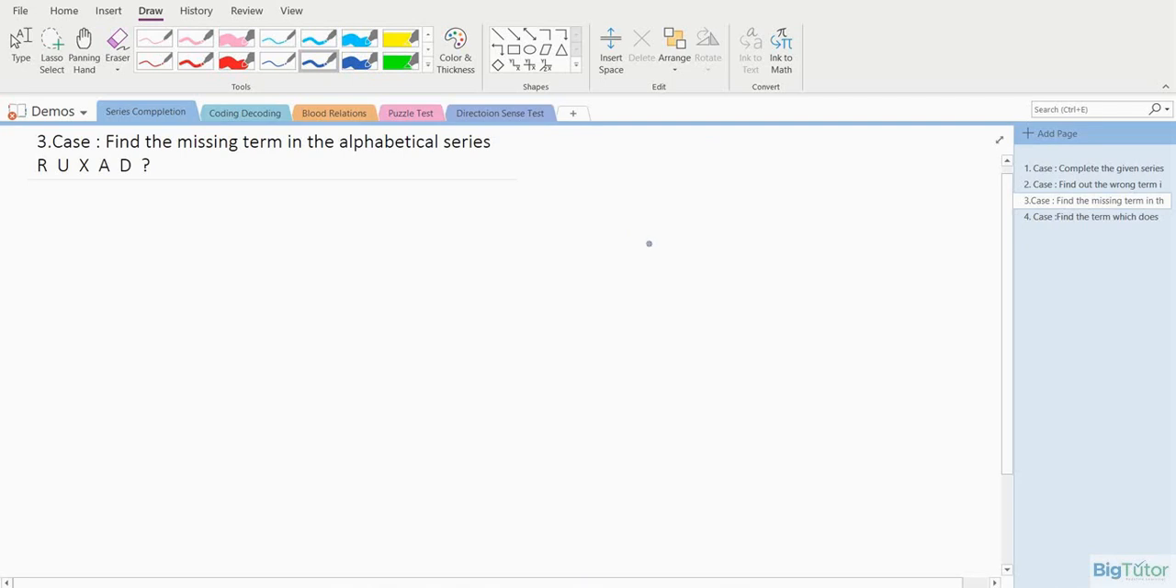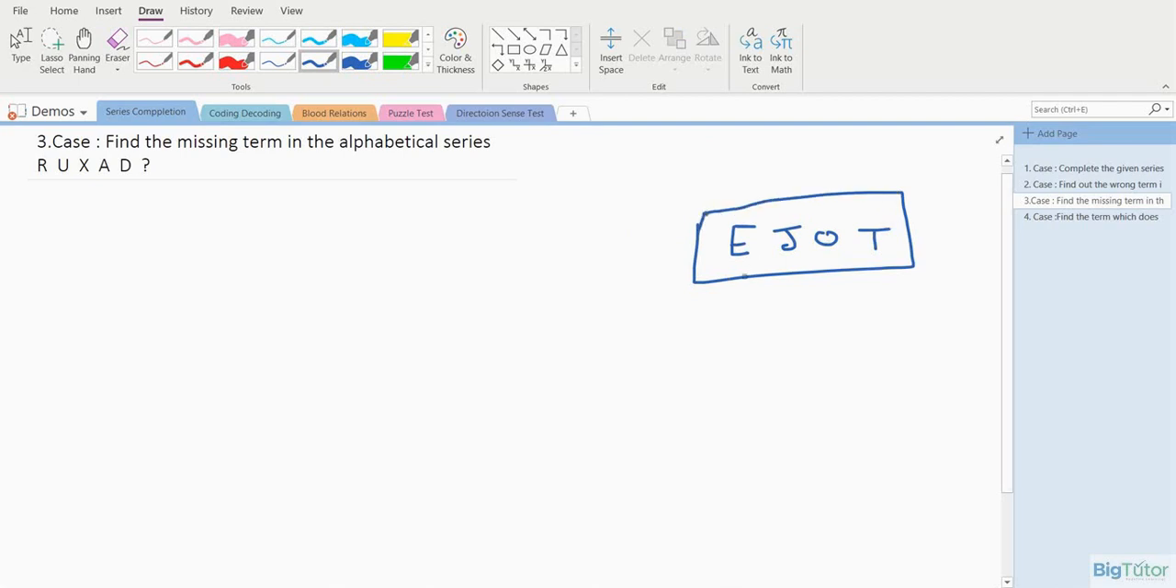For converting an alphabetical series into a numerical series, I have a shortcut for you. This is nothing but EJOT. Remember this term EJOT. EJOT is a word. Now what does this EJOT represent? We use the number represented by E in the alphabet. If we start counting from 1, A, B, C, D and E. So if A is represented by 1, B 2, C 3, D 4, then E represents 5. So E is the fifth term of the alphabet series.